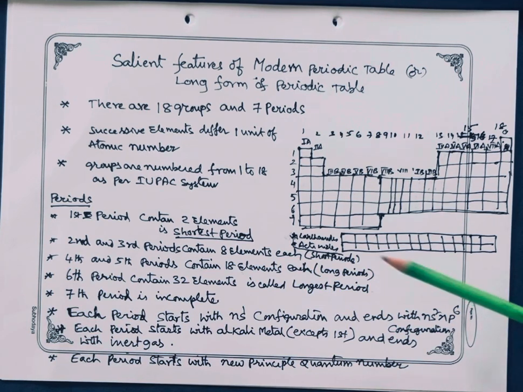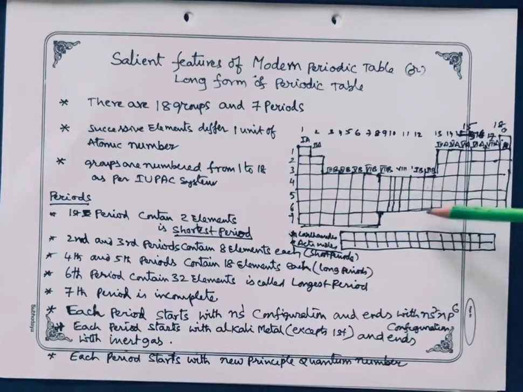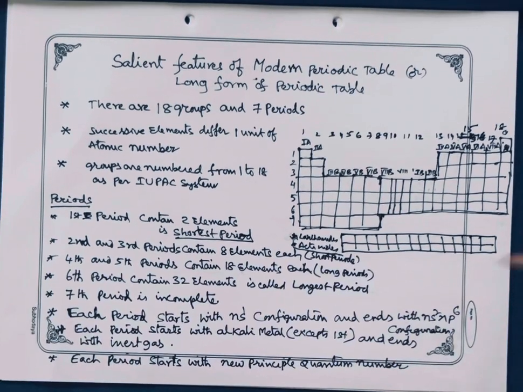Seventh period is an incomplete period. So the other elements will be discovered, and their properties will be studied. Afterwards they will be kept here. So nowadays, up to 118 elements were temporarily identified, and they were kept in this table.